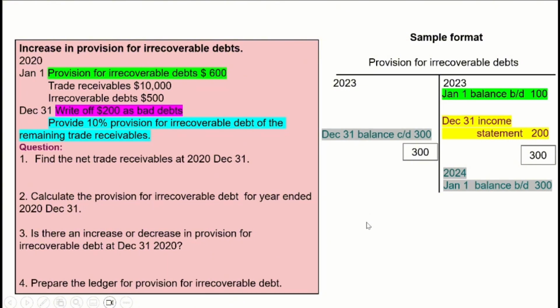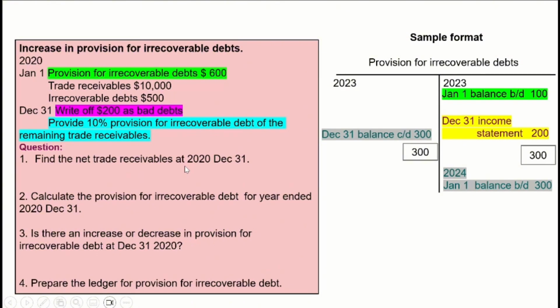Now let's look into an example of an increase in provision for irrecoverable debt. This is a sample format. This isn't the answer for the question here. 2020 Jan 1st, provision for irrecoverable debt 600. Same date, trade receivables $10,000. Irrecoverable debts $500. On December 31st, write off 200 as bad debt. Provide 10% of the remaining debtors, provision for irrecoverable debt.